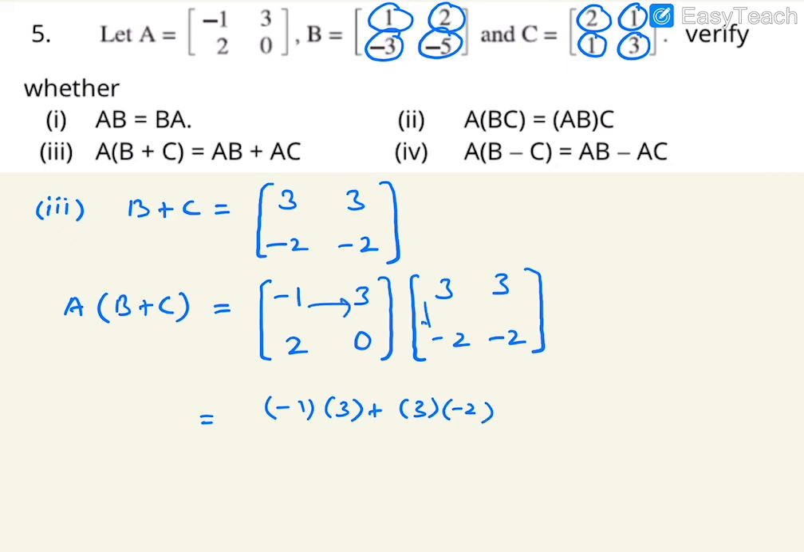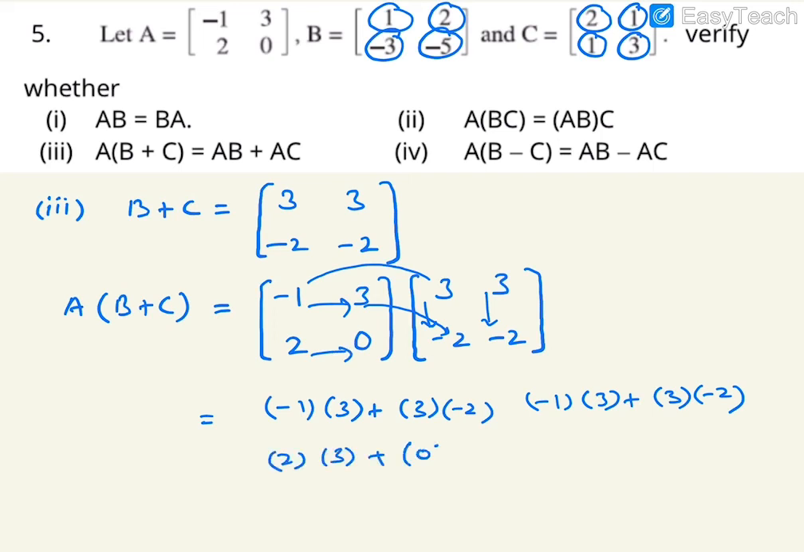Why is this row multiplying with this column? So minus 1 with 3 and 3 with minus 2. Similarly, this row will multiply with the second column: minus 1 into 3 plus 3 into minus 2. Now the second row: 2 will multiply with 3 plus 0 with minus 2, and 2 with 3 plus 0 with minus 2.